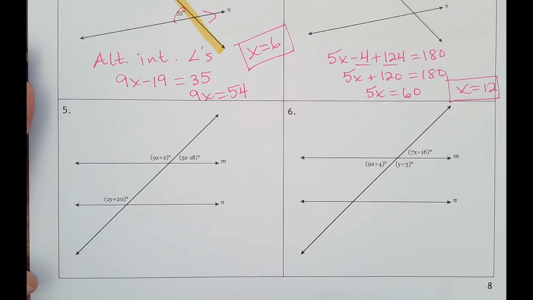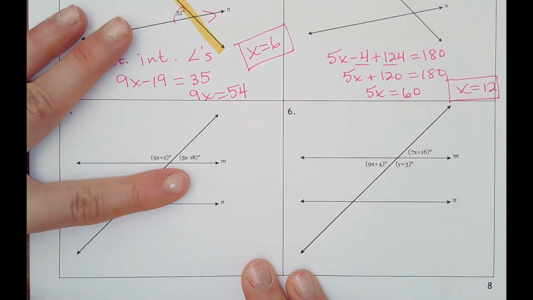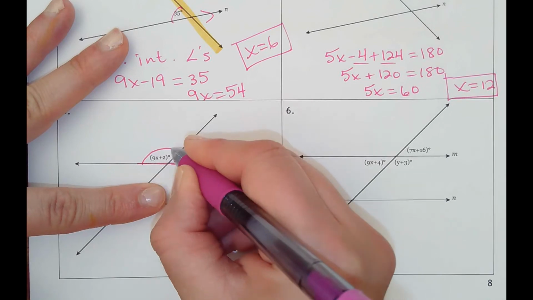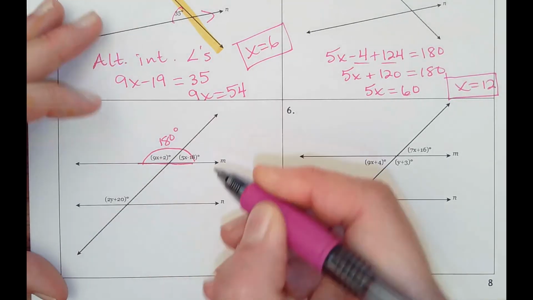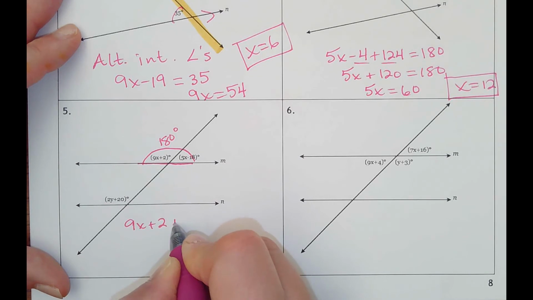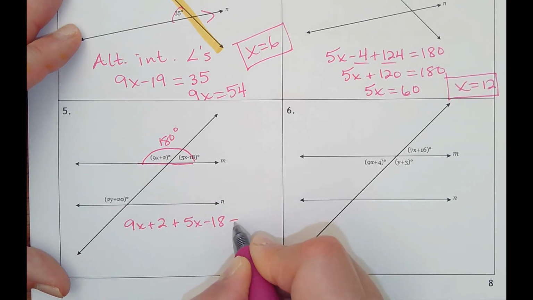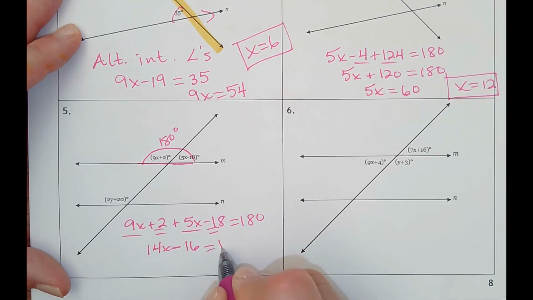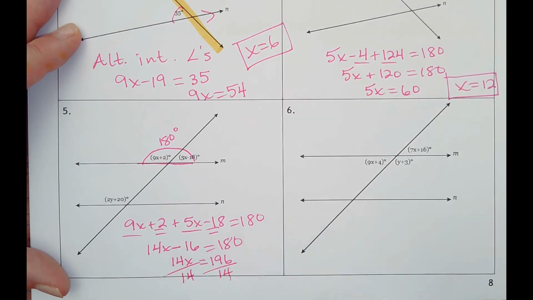Number 5, we have x and y to solve for. Start with where you see two of the same variables. So I see x's. They are side by side on this line. They are called a linear pair. They will make 180 degrees. So I would say that 9x plus 2 plus 5x minus 18 will equal 180. Combine like terms. Add 16. That would be 196 divided by 14, which I think is 14, because that's what 14 squared is.